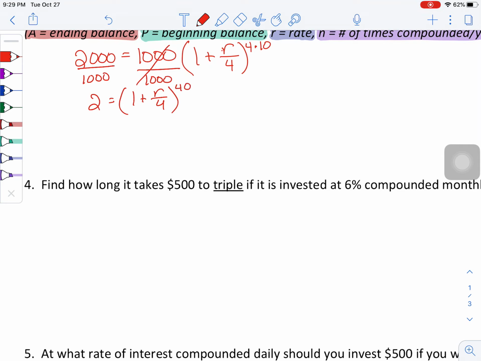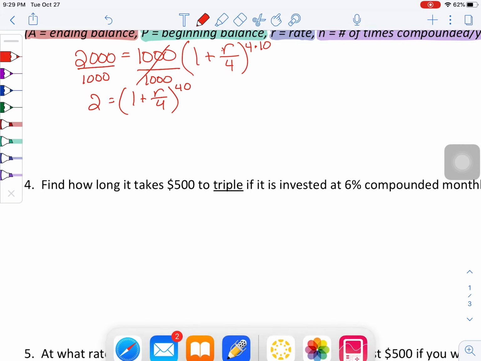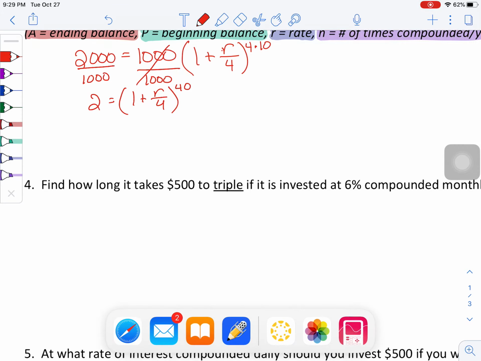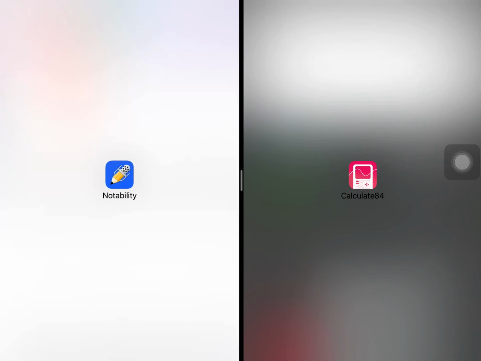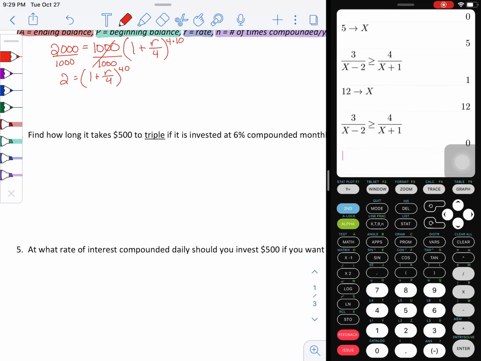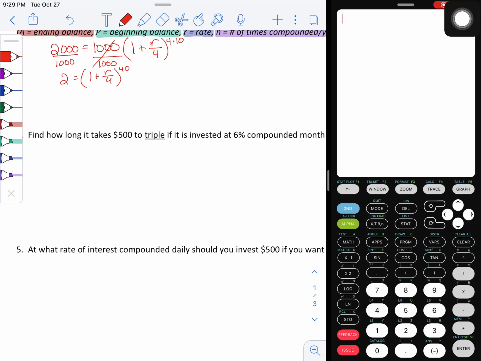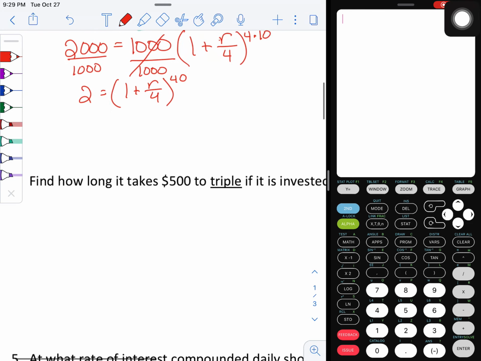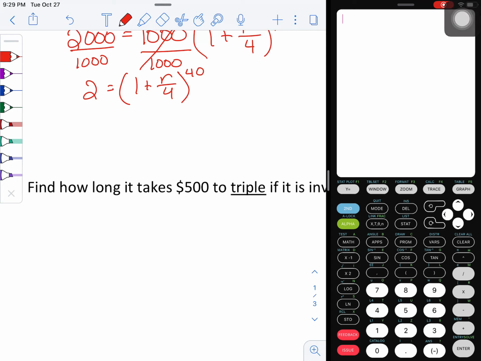Wow. All right, now this is where a calculator is going to come in handy, okay? All right, I'm going to split screen with Desmos. I'm going to see if I can push it over just a little bit. I can't. All right, so let me clear that out. All right, so I need to take the 40th root of both sides here. Okay, now on the right side, it's easy. The 40th root and the 40th power cancel.